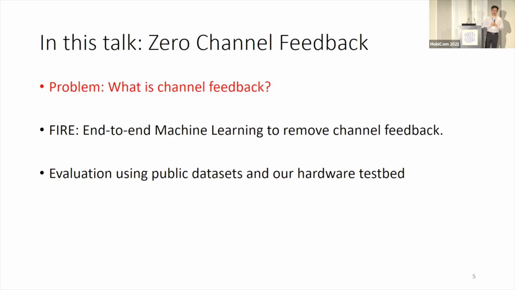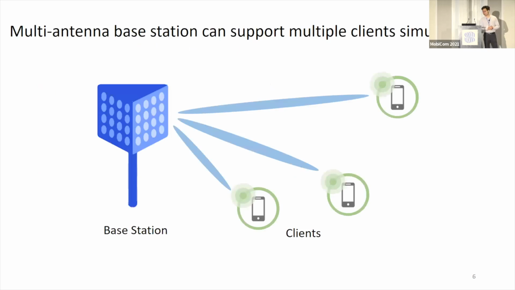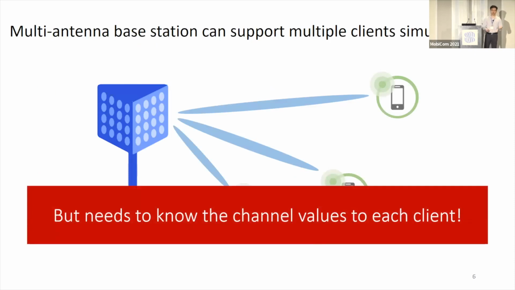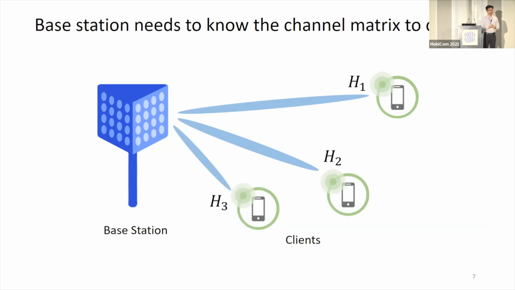So what is channel feedback? As I mentioned earlier, base stations deploy many antennas, and they deploy these antennas in order to communicate with multiple user clients simultaneously. But before sending data to these clients, the base station needs to know the channel values to each client. These channel values form a channel matrix. The base station needs to know one channel matrix for each client. Let's say these channel matrices are H1, H2, and H3.